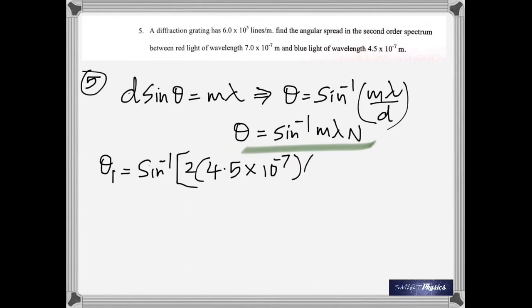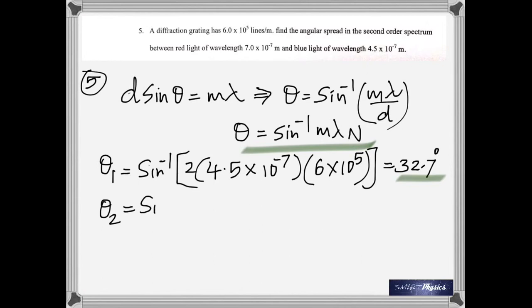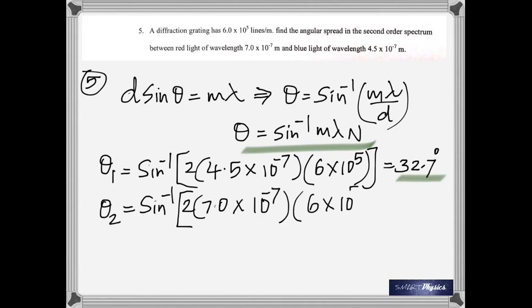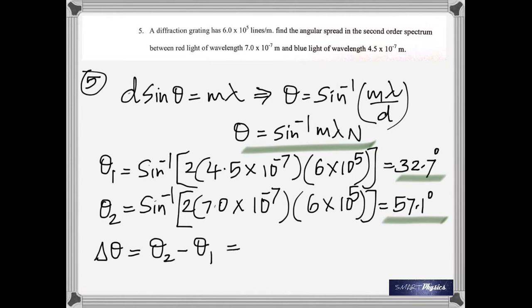Find the angle for this wavelength, 4.5 times 10 to the negative 7. Get it as 32.7 degrees, and do the same for the second one, which you get to be slightly bigger than that, definitely, because the wavelength is greater. You get 57.1, and then take the difference between the two, which gives you 57.1 minus 32.7. That's 24 degrees is the angular difference in the second order spectrum between these two wavelengths.